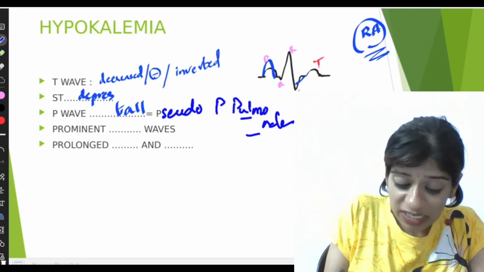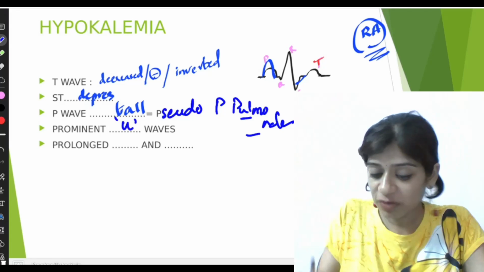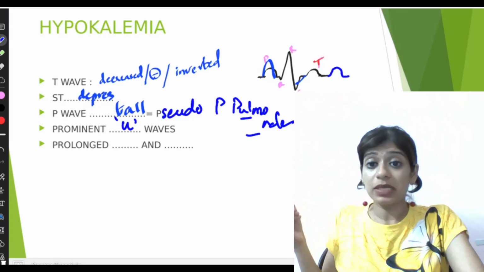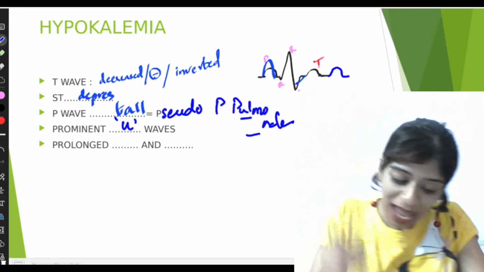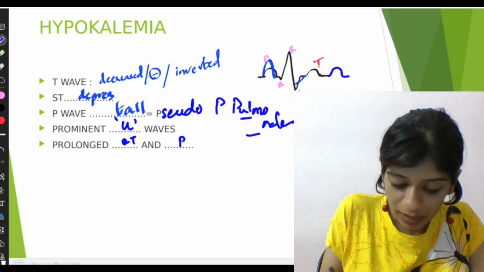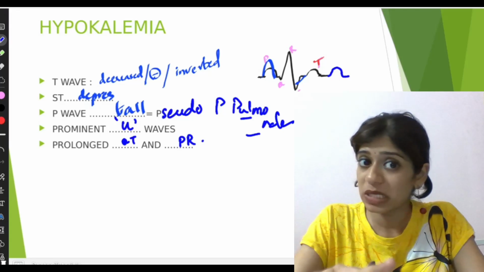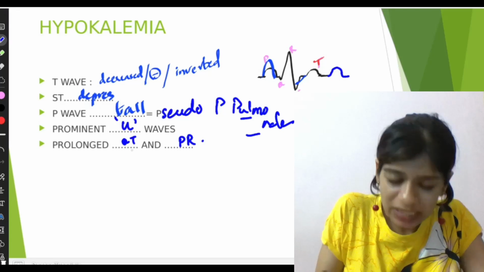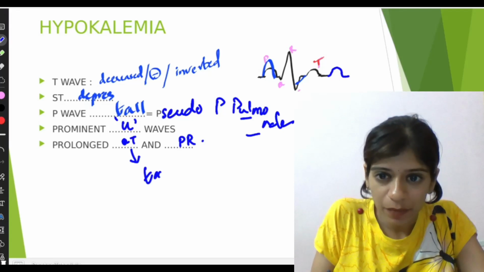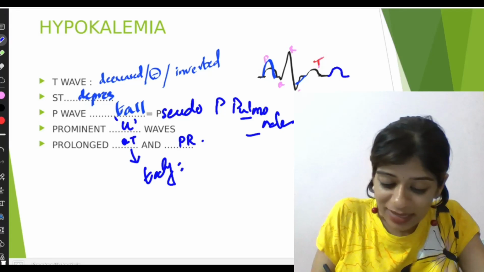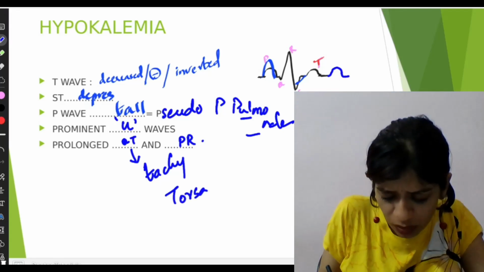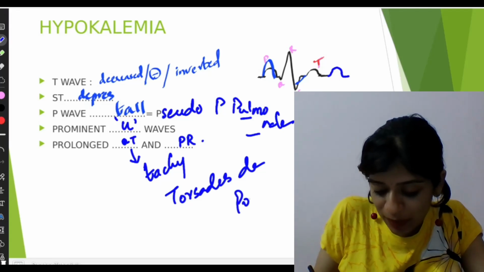Now the next finding is prominent U waves. After the T wave, sometimes in hypokalemia another wave can be seen, called the U wave. Then you also get to see prolonged QT and PR interval. Prolonged QT and PR interval can also be seen in hypokalemia. Remember guys, whenever the QT interval is prolonged, there are always chances of tachyarrhythmia, so heartbeats can increase, and this is called torsades de pointes.